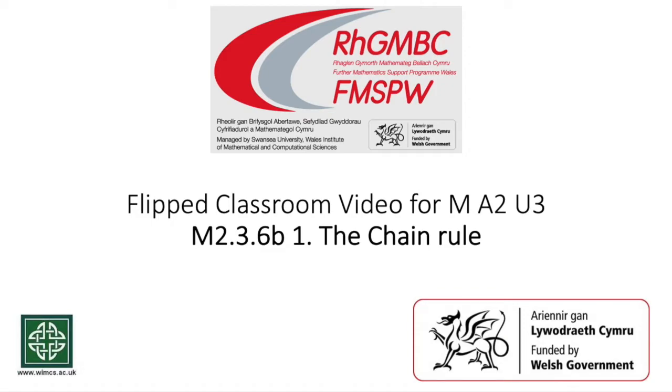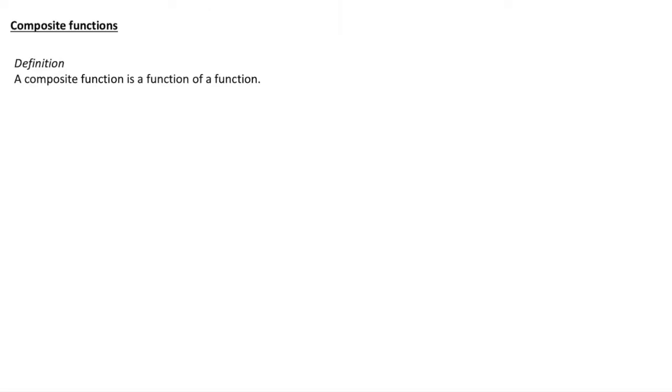For Maths A2 Unit 3, the chain rule. The chain rule deals with composite functions, and a composite function is a function of a function.